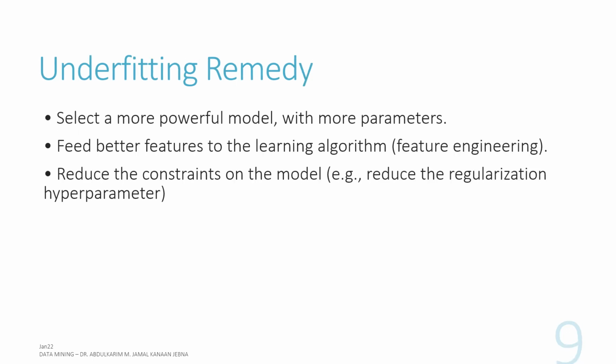As a remedy for underfitting, number one, select a more powerful model, let's say with more parameters. In other words, if we are talking about linear regression, then we might be interested in applying a high degree polynomial. Now a second remedy is feeding better features. In this case, we may be interested in applying feature engineering, which may include the following actions.